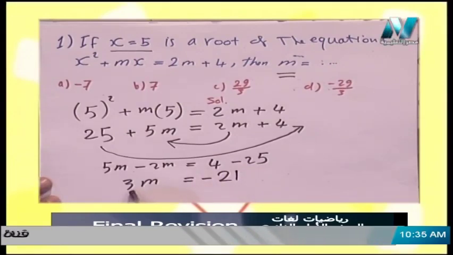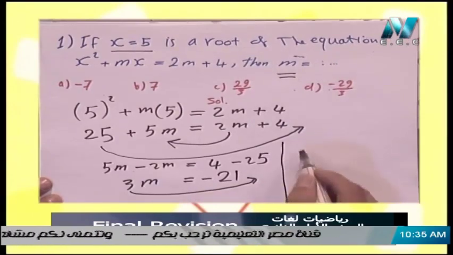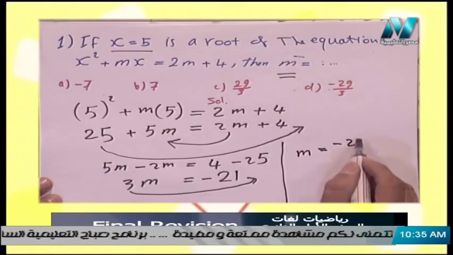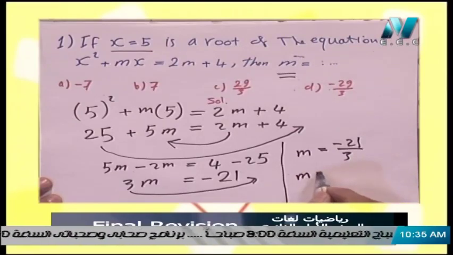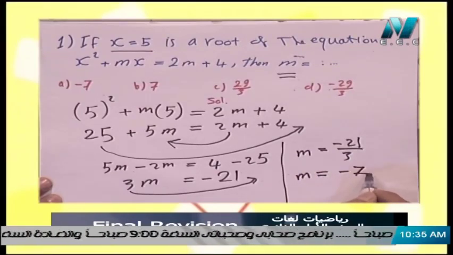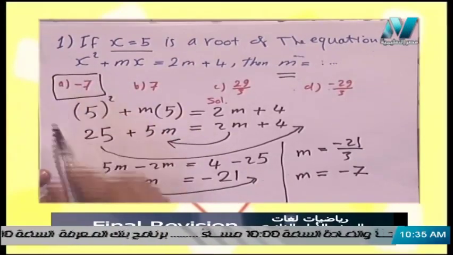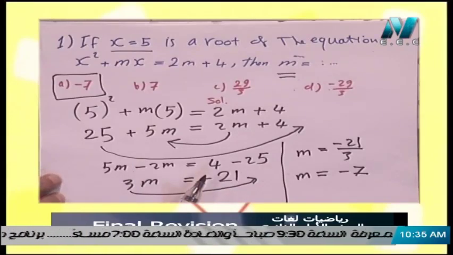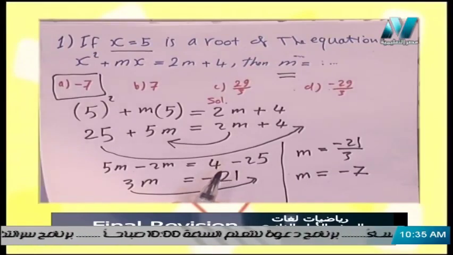Okay, we will divide by 3 here. Then m equals negative 21 over 3. Then m absolutely equals negative 7. So we will choose negative 7 as the result of this question. It's an easy question and it will be easy for you to solve it. Okay, let's go to another question.